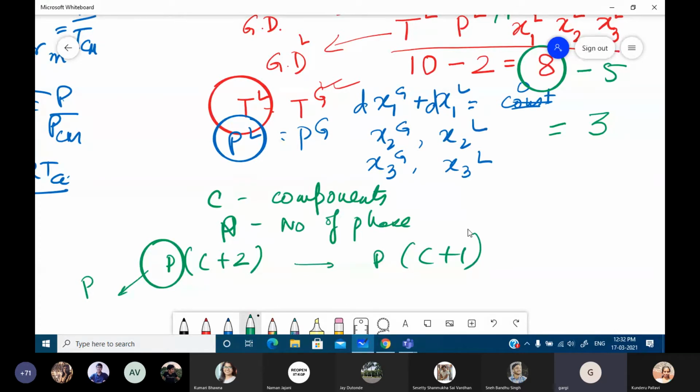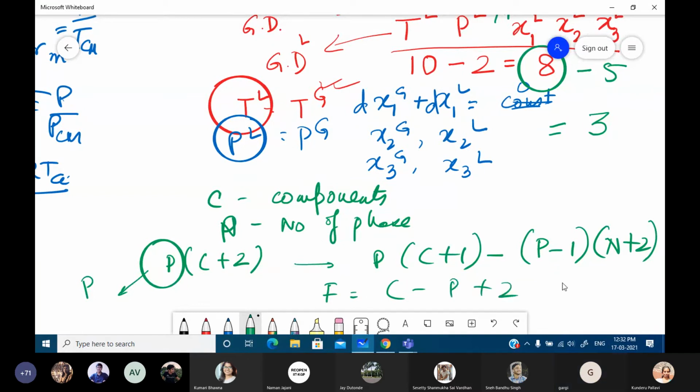And in this particular way that we have seen, for the pi-th phase we can express the property in terms of pi minus 1 number of variables. So therefore, out of this, the number gets reduced by pi minus 1 into n plus 2, which gives F equals C minus P plus 2.